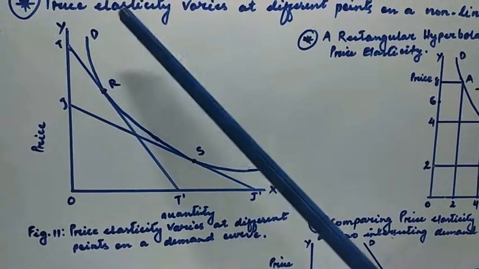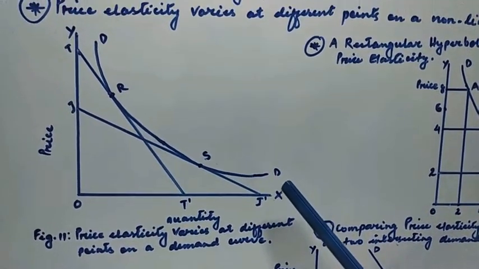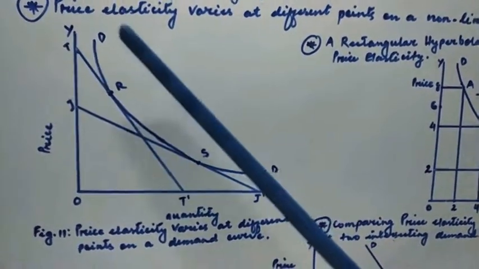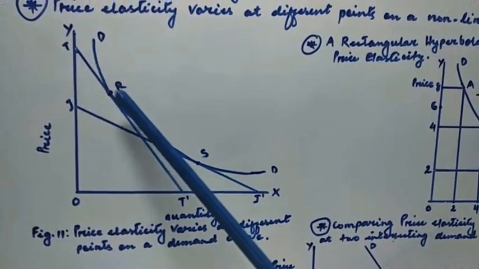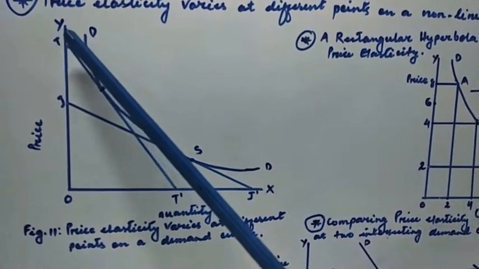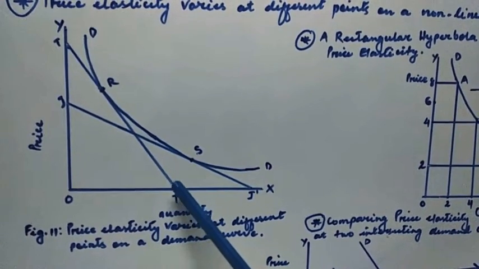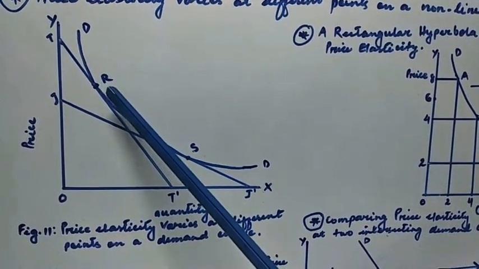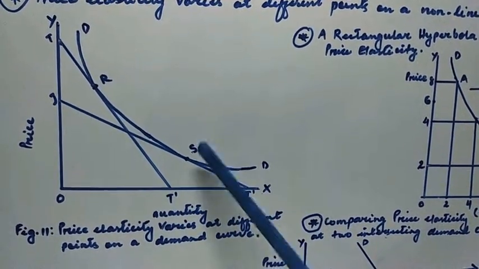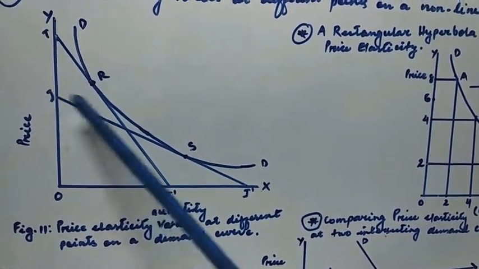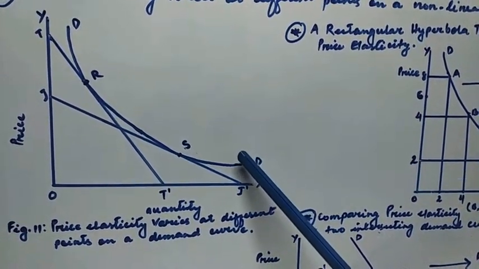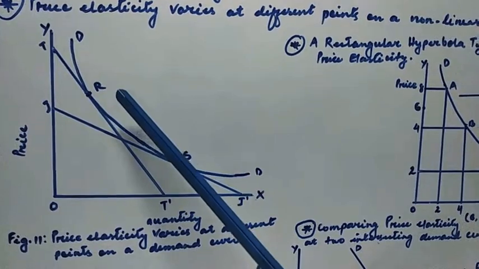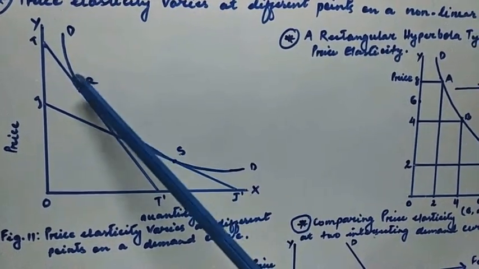So let us see on this non-linear demand curve how the price elasticities differ from each other at each point. We have a steeper part of the demand curve, the tangency point at R. The flatter one is at point S, where we have a tangent between J dash and the DD demand curve. So let us compare these 2 points. What is the price elasticity at these different points, R and S?